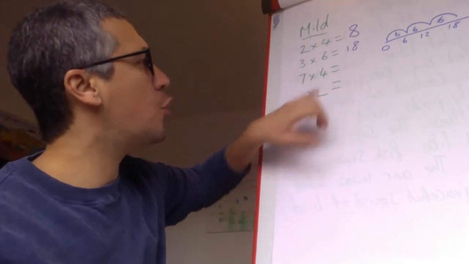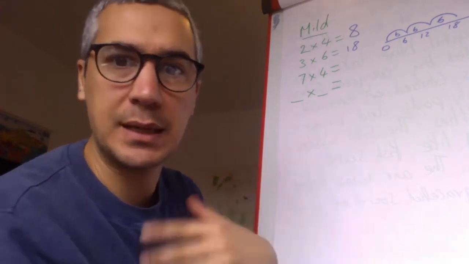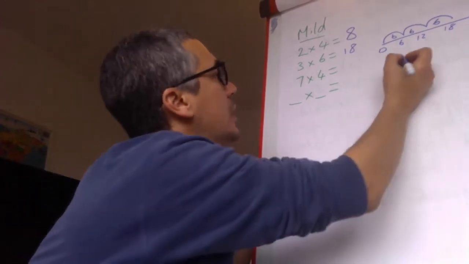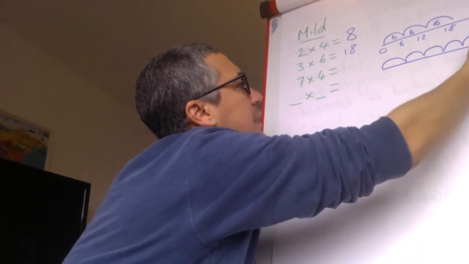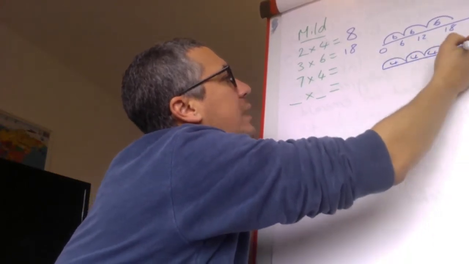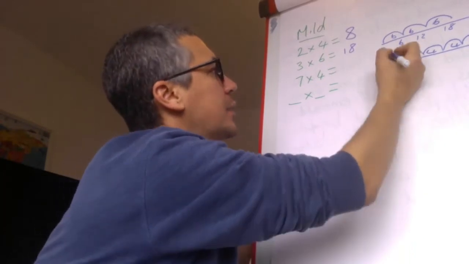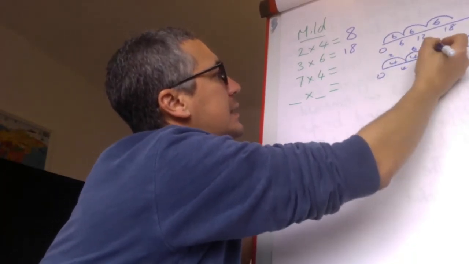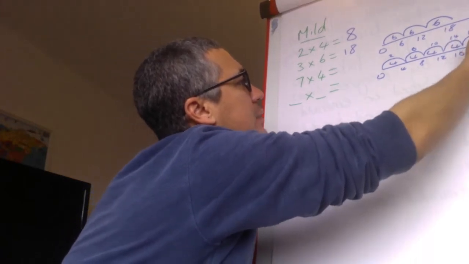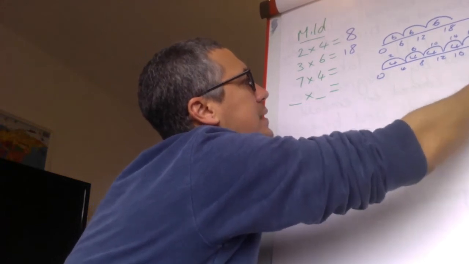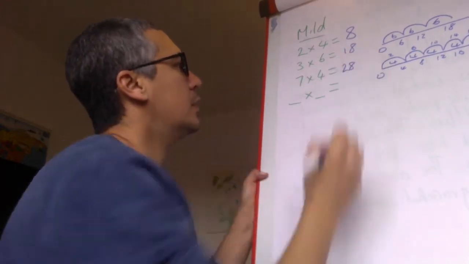So 7 times 4. So again, for this one, you can use a number line, or you can use skip counting and count every other number if you wanted to count in twos. So if I wanted to do 7 times 4, I could do 7 jumps, 4 each time, start with a 0, and if I know my twos, I can definitely do my fours. So I can go 2, 4, 6, 8, 10, 12, 14, 16, 18, 20, 22, 24, 26, 28. So 7 times 4 is 28.